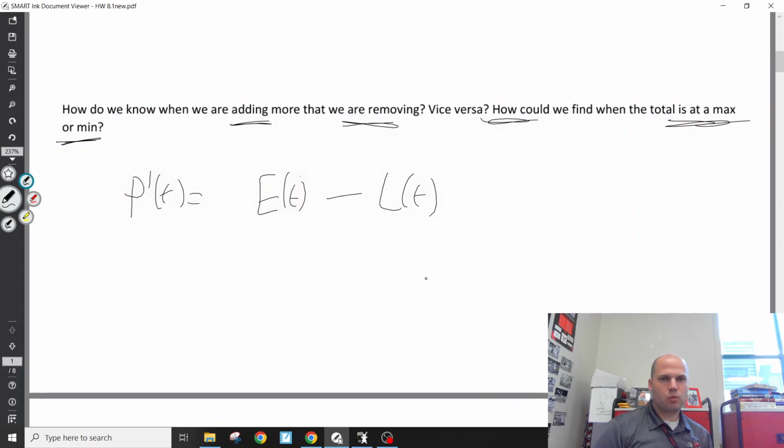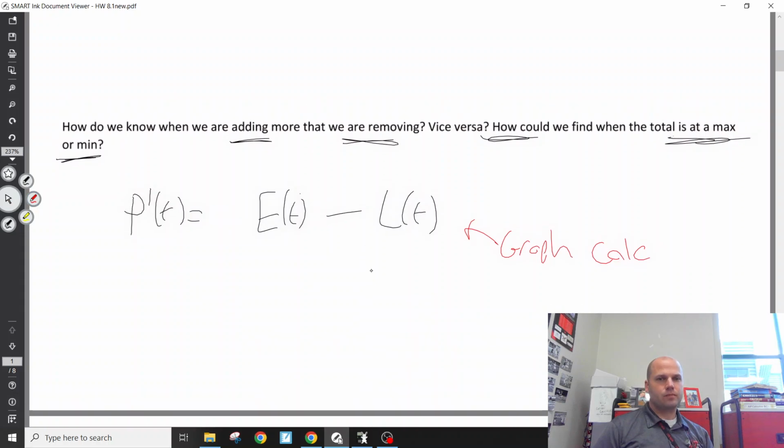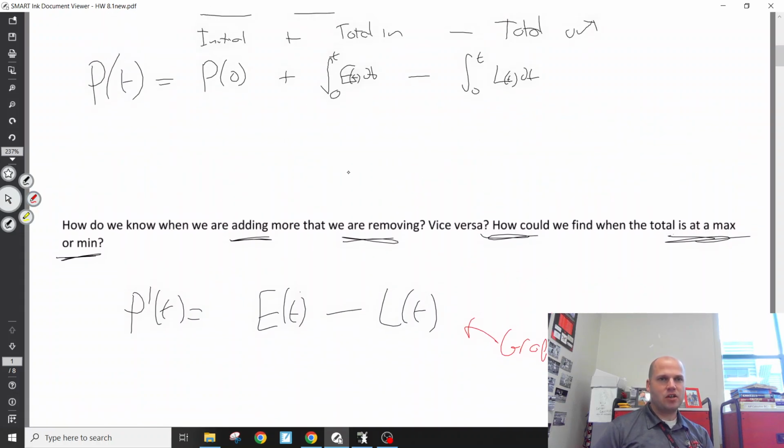Now, this is what we are going to analyze, E minus L. This is what we are going to graph, like you would graph velocity, figure out when it's positive or negative. This is what we are going to plug into our calculators. Most of our questions are calculators. I just spit something out there. That's great. Okay?